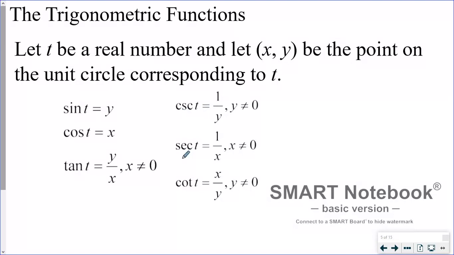Now all these three are the reciprocals of these three. So sine and cosecant are reciprocal functions. Cosine and secant are reciprocal functions, and tangent and cotangent are reciprocal functions. Of course, reciprocals, you just flip the fraction, right? So if this is y over 1, this is 1 over y. If this is x over 1, this is 1 over x. If this is y over x, this is x over y. So you just flip it.